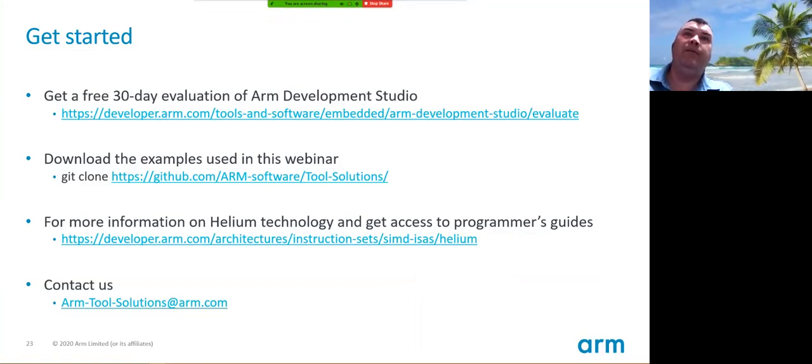Right, okay, so perfect timing. For everything that we showed today, you can get a free 30-day evaluation version of Development Studio. You can download it, and then when you start it up, it'll basically ask you to set up an evaluation license. All of the software that we use today is on our GitHub, which you can see there on that link.